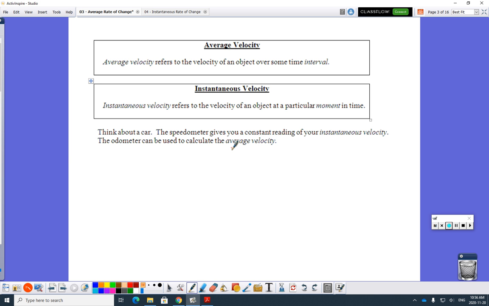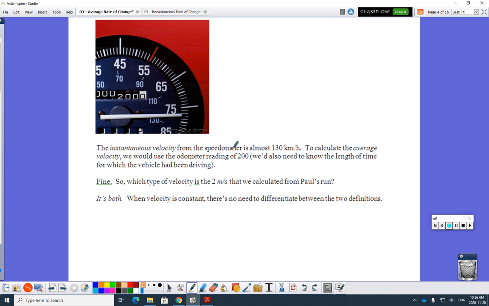So maybe that's the most important thing to say. Average velocity will be between two different times. Instantaneous velocity will be right now. What's going on right now? Okay? And that's what I say in the notes here. Think about a car. The speedometer gives you a constant reading of your instantaneous velocity. If you haven't seen these words before, this thing here is called a speedometer. It measures your speed. So that tells you your instantaneous velocity.